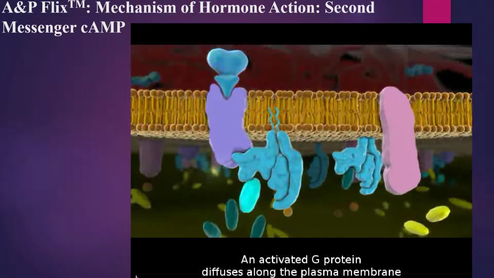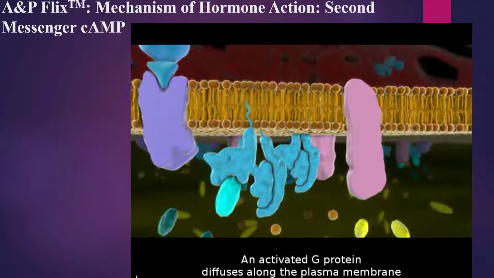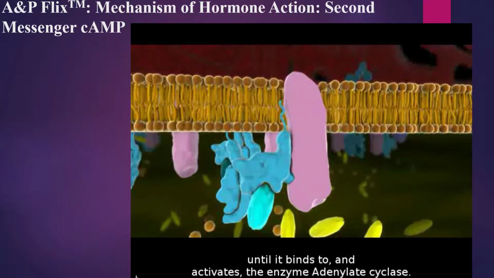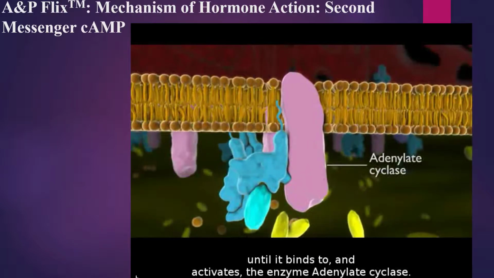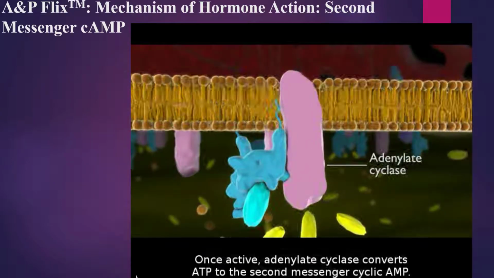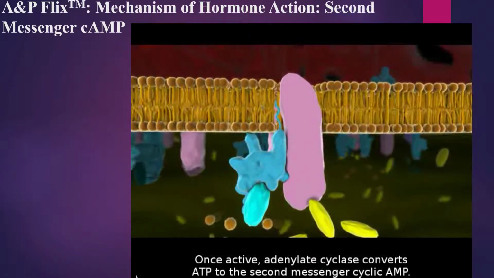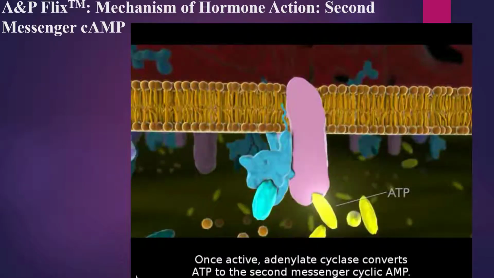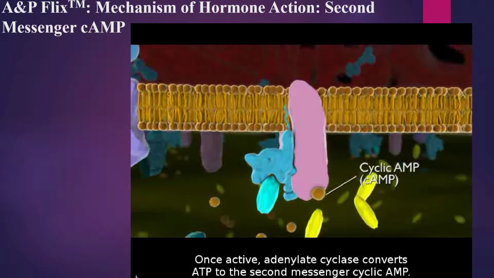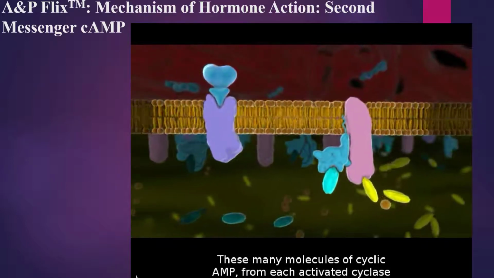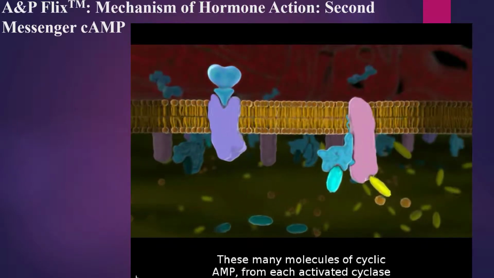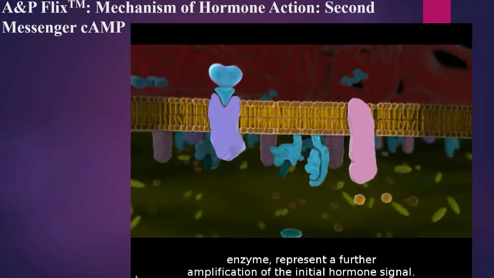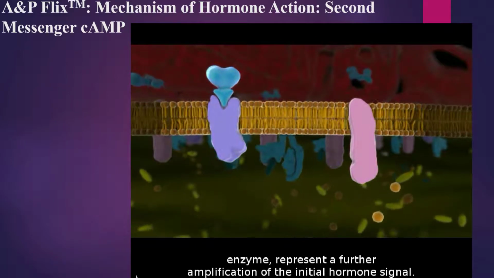An activated G protein diffuses along the plasma membrane until it binds to and activates the enzyme adenylate cyclase. Once active, adenylate cyclase converts ATP to the second messenger, cyclic AMP. These many molecules of cyclic AMP from each activated cyclase enzyme represent a further amplification of the initial hormone signal.